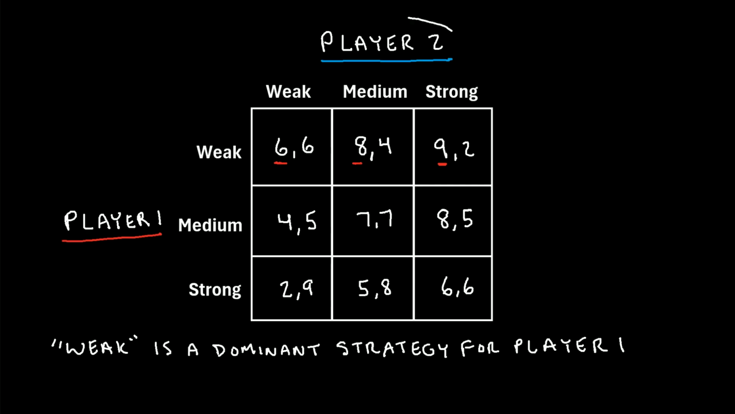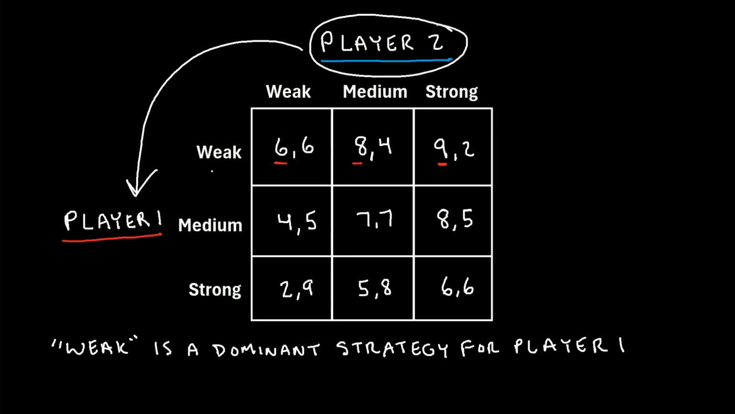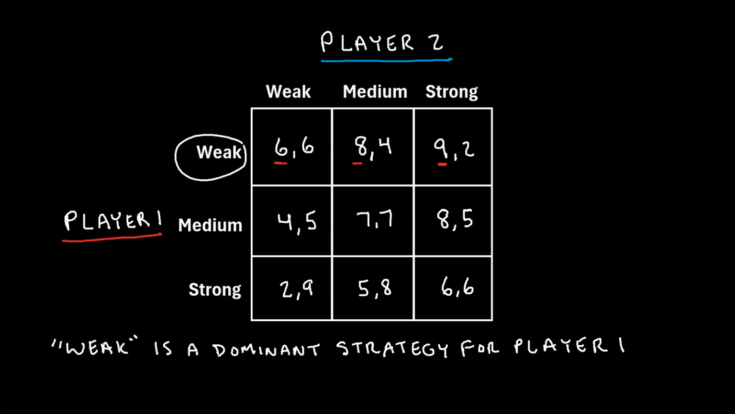Okay, next we're going to imagine that we're player 2, and we'll say, okay, let me analyze the actions of player 1. If player 1 chooses weak as their strategy, then I, as player 2, should I choose weak and get a payoff of 6, medium and get a payoff of 4, or strong and get a payoff of 2? Well, the highest payoff would be the 6 right here. So player 2 should choose weak as their strategy. So let's underline that one in blue.